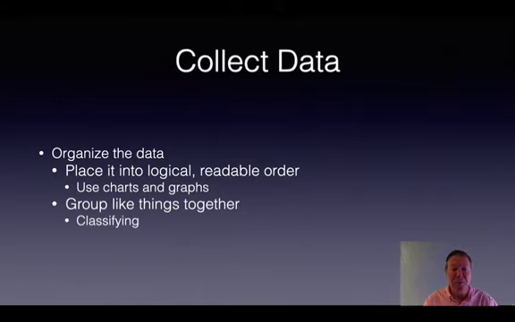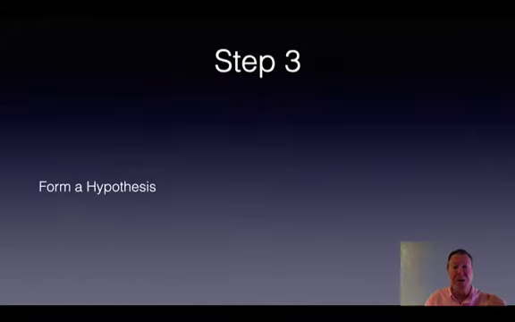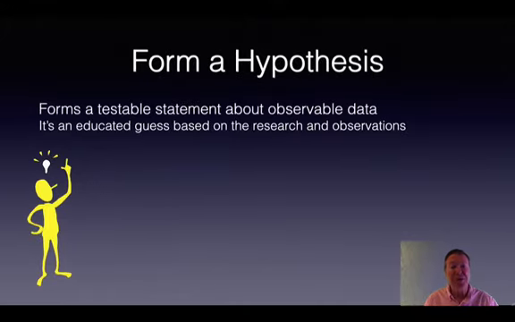So first thing, recognize the problem. Second, I'm going to collect data on that problem before I come up with any thoughts. Which brings us to step 3, form a hypothesis. A hypothesis is a testable statement. It's something that we can do and test with observable data. In other words, it's an educated guess based on the research and observations that we've made in the collecting data stage.